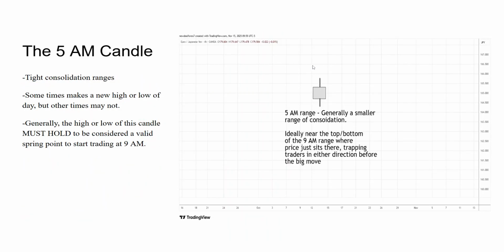There's really only one that you want to see at 5 a.m., which is typically a tight consolidation range. Sometimes this may make a new higher low of the day. Sometimes it may not. Generally, the higher low of this candle must hold to be considered valid, but it's not 100%. And I'll show you some examples of that later on. Typically after 1 a.m. closes, you want to see price between 5 and 9 just kind of not do too much. And that's another reason why you're not trading it. You're letting it build these positions between long and short. That's what the market is doing before it makes its big move in one direction or another.